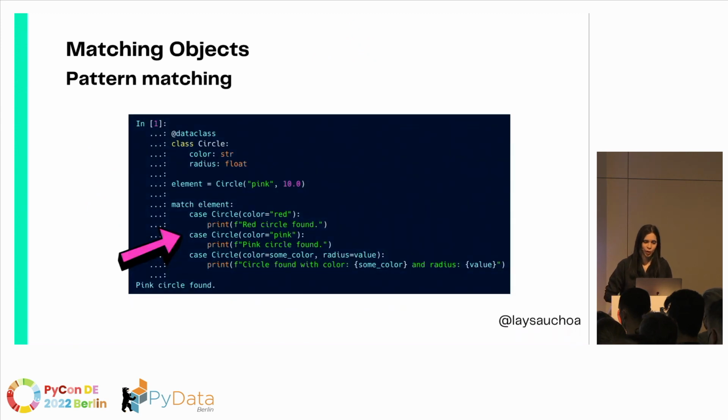You can also match objects. This is really cool, I think, because it's not something that I saw, for example, in C. Because here in Python, you can take an object, and you can say, OK, I want the color to be equal to red, or the color to be equal to pink, and it will do the pattern matching for you. So you don't need to explicitly say all the attributes. You can just say the ones that you are interested in.